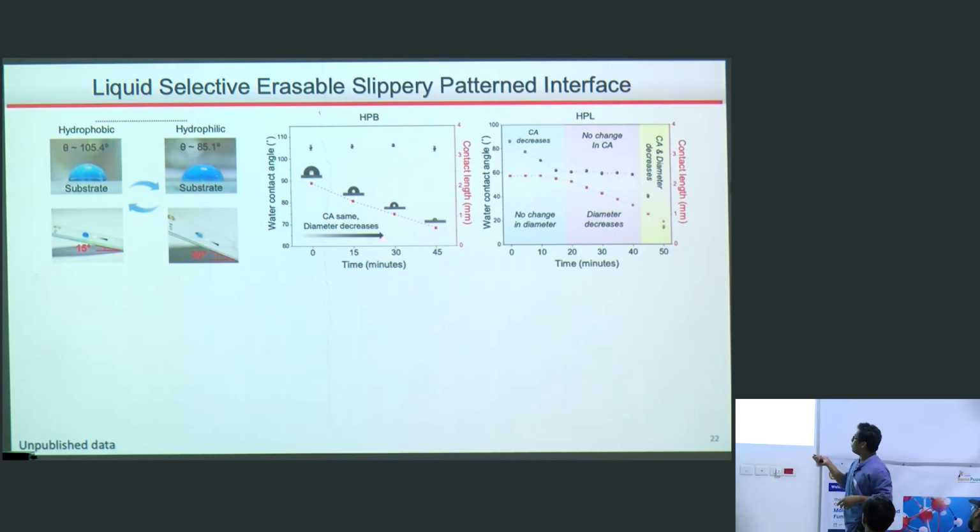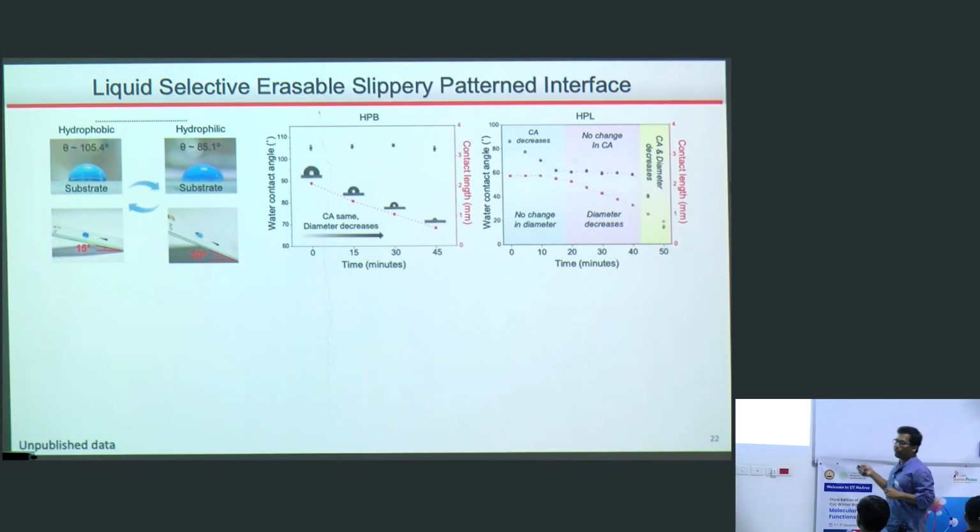But here it's completely opposite. Here the contact angle remains the same, but the contact length is changing. As a consequence, in these sorts of interfaces, you never see any coffee ring effect. Whereas on bare glass you see the coffee ring effect, but on this interface, you won't. I'll show you something at the end.